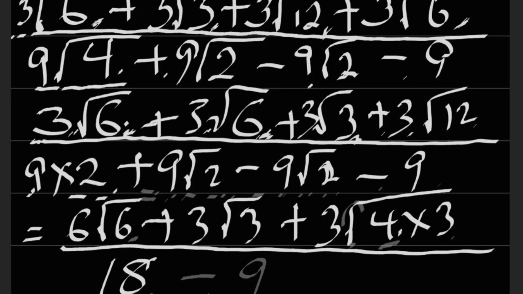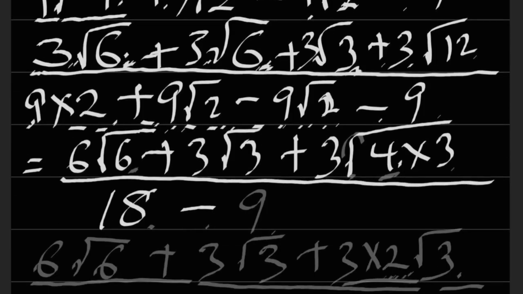Now plus 9 root 2 minus 9 root 2 will be 0, because they are the same number. The same number, positive and negative, is 0. Plus 9 root 2 minus 9 root 2 is 0. So here is our minus 9.